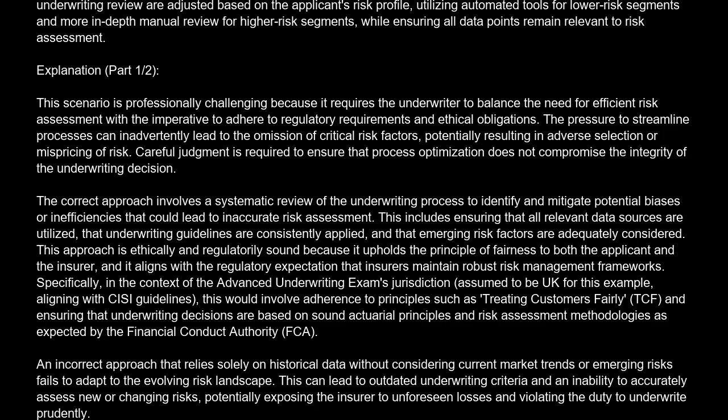An incorrect approach that relies solely on historical data without considering current market trends or emerging risks fails to adapt to the evolving risk landscape. This can lead to outdated underwriting criteria and an inability to accurately assess new or changing risks, potentially exposing the insurer to unforeseen losses and violating the duty to underwrite prudently.